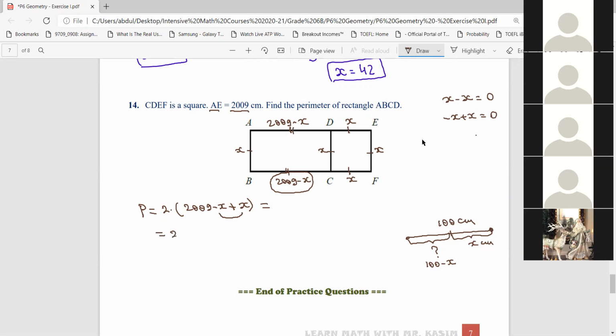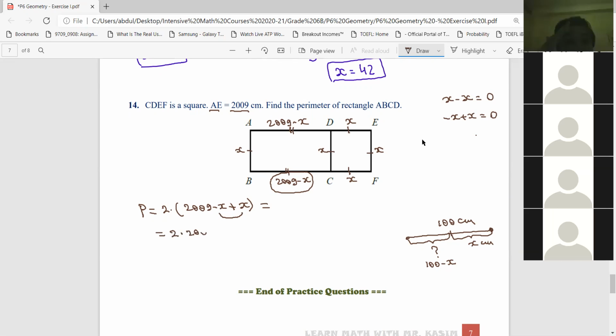So the perimeter is 2 times 2000, which is equal to 4080. So the perimeter of the rectangle is 4080.